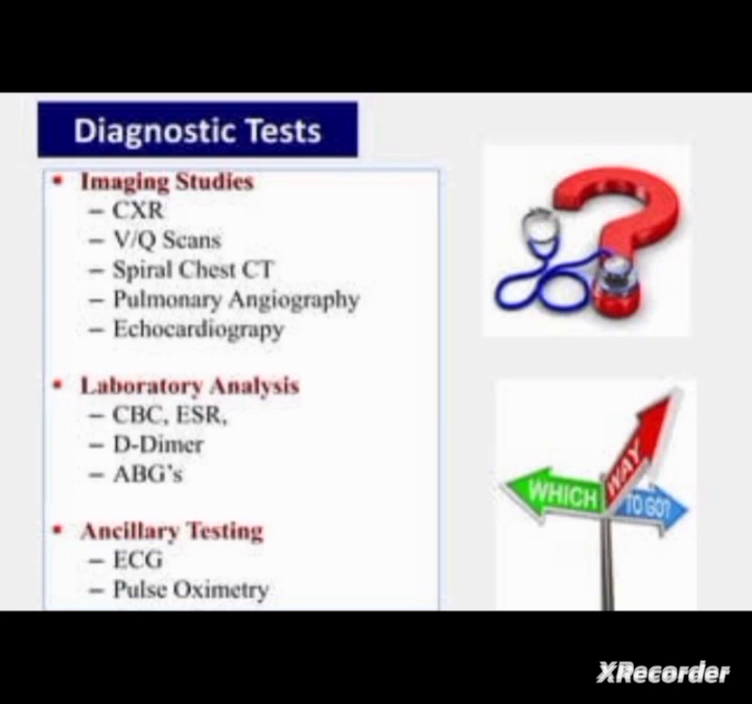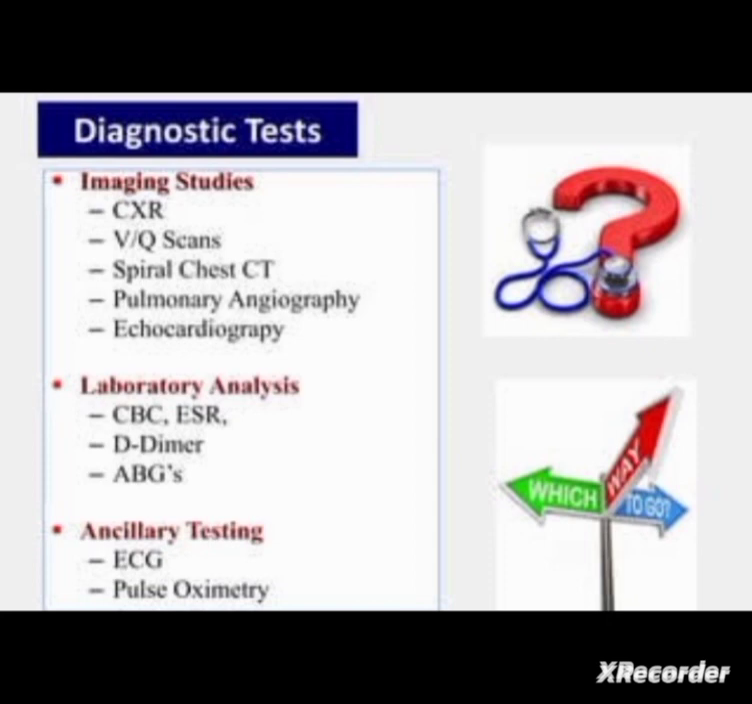The diagnostic tests of pulmonary embolism include imaging studies, especially chest X-ray, ventilation perfusion scan, spiral chest CT, then pulmonary angiography, echocardiography. It's the imaging studies that will be helpful for diagnosing pulmonary embolism. Then laboratory analysis like CBC, ESR, D-dimer. The D-dimer will be elevated in case of pulmonary embolism, as also in DVT.